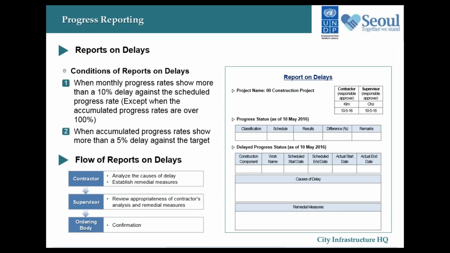And then also, the Seoul government has mandated submission of reports specifically on delays. In Korea, when the monthly progress rates show more than 10% of delay against the target, or when the accumulated progress rates show more than 5% of delay in total, the project supervisor has specific responsibilities. The supervisor must give the contractor appropriate instructions on how to analyze and address the causes of the delay.